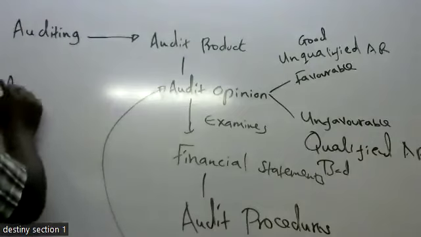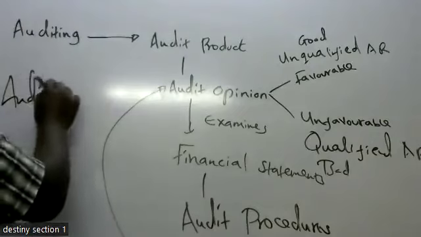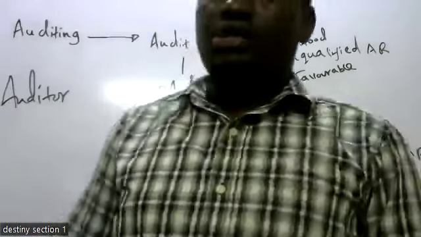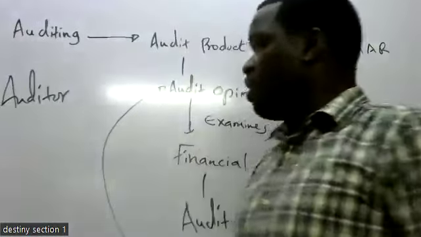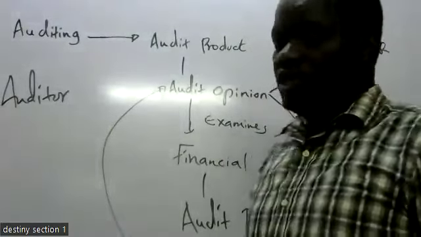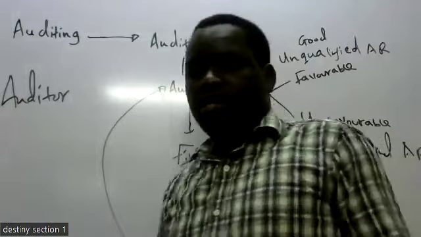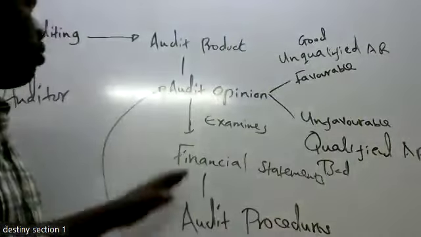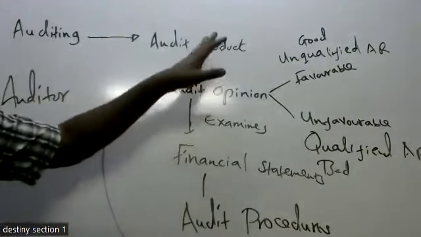So we have an auditor who happens to be the professional accountant, who is appointed by the shareholders of the company or the owners to be able to examine the financial statements which are prepared by the directors, then report back to them via an auditor report.